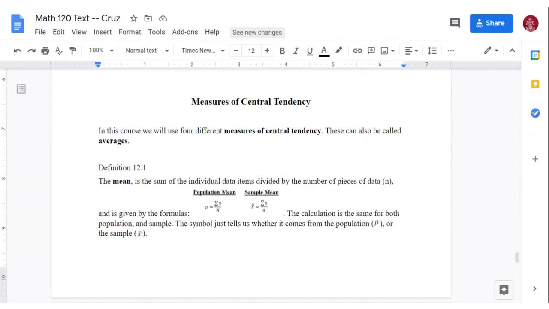The first calculations that we do are called measures of central tendency. Sometimes these are all called averages, although most people who use the term average in real life are using this one right here, the mean or the arithmetic mean. That's the one most people know about. When you're talking about grades, that's usually the one. If you have 4 test grades and you add them up and divide by 4, that would tell you the mean test grade.